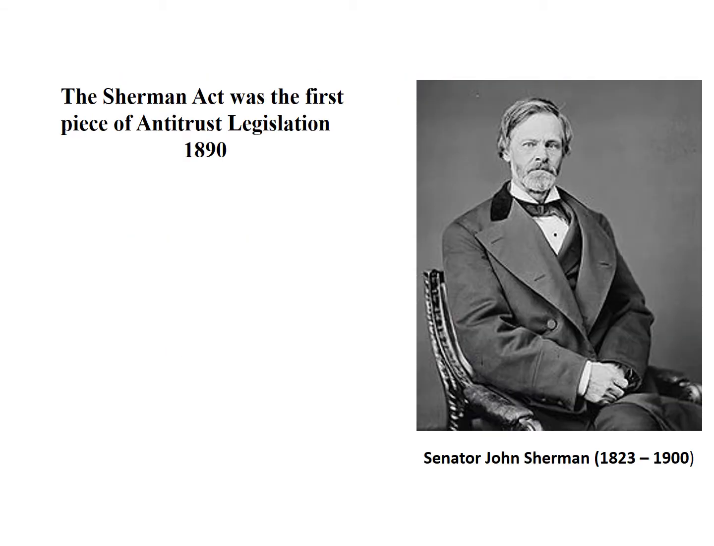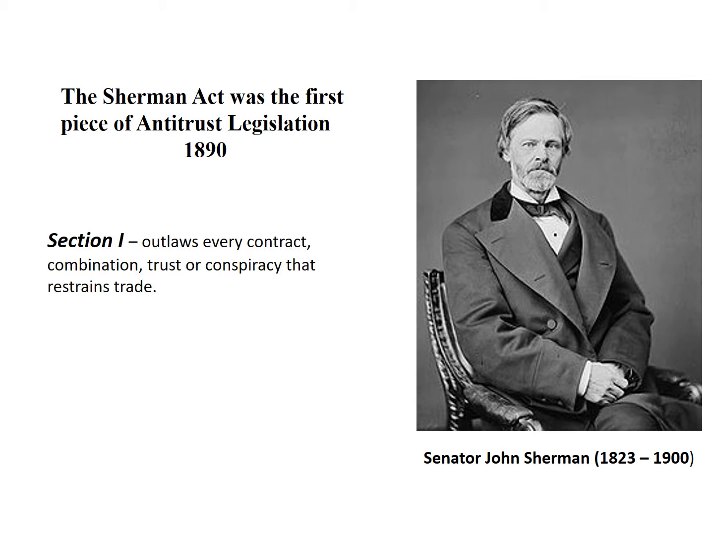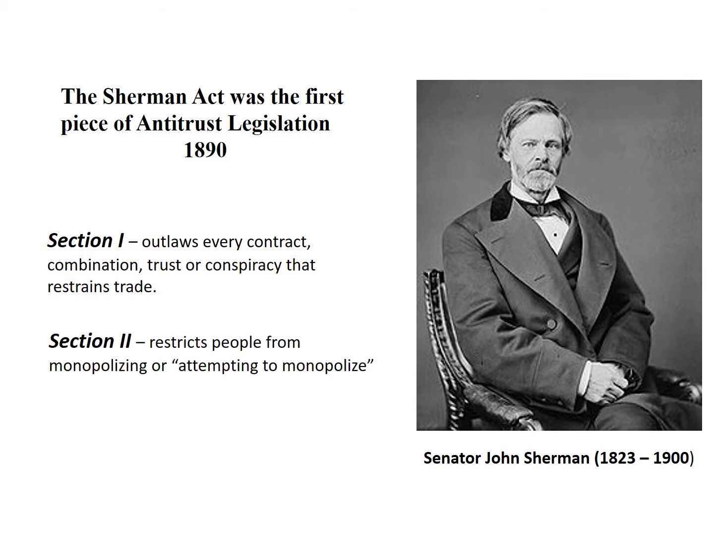The Sherman Antitrust Act of 1890 was the first major piece of legislation designed to outlaw strategies by firms that would intentionally result in the concentration of an industry into the hands of a few sellers. The Sherman Antitrust Act was divided into two sections. Section 1 outlaws every contract, combination, trust, or conspiracy that restrains trade. Section 2 restricts people from monopolizing or attempting to monopolize. The strategy doesn't even have to be successful, it is the conscious attempt to monopolize that was made illegal.